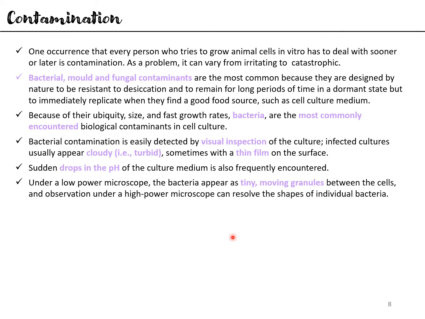Under a low power microscope, the bacteria appear as tiny moving granules between the cells, and if you observe them under a high power microscope, then you can even resolve the shapes of the individual bacteria. So it is very easy to visualize bacteria under the microscope. So if you're observing at low power, let's say at 10x focus, then you would see these dot granulation in between your cells. You will see this intensive granulation between your cells, which we sometimes refer to as a background. So this is indicative of bacterial contamination.